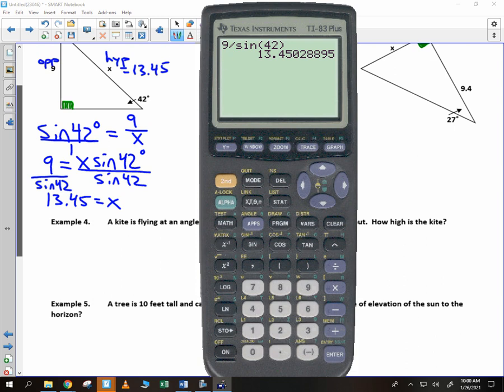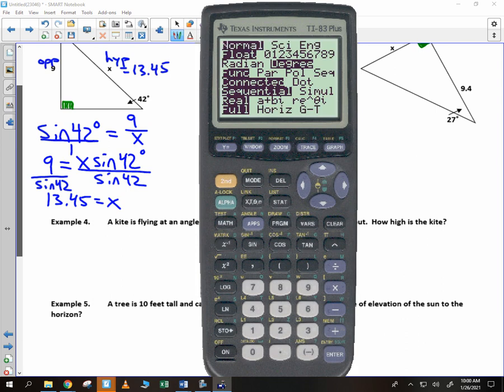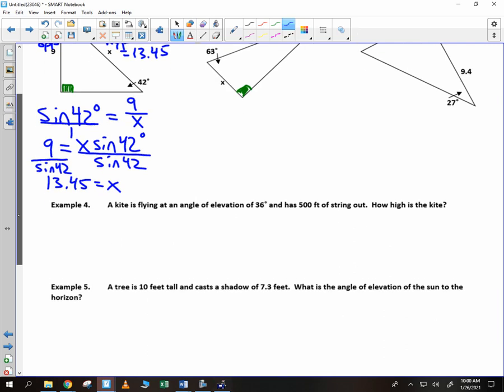Question. If you turn on your calculator and then you press mode, you want to make sure that degrees is highlighted and not radians. Does that answer your question? Excellent question. We move on to the second example.